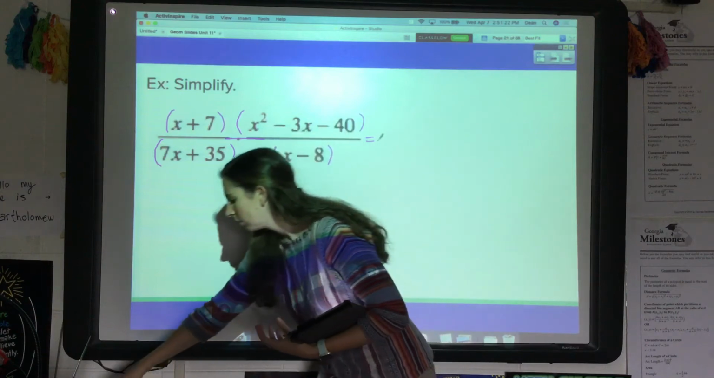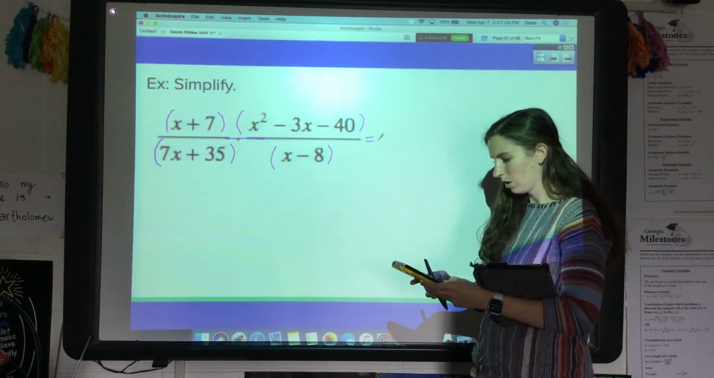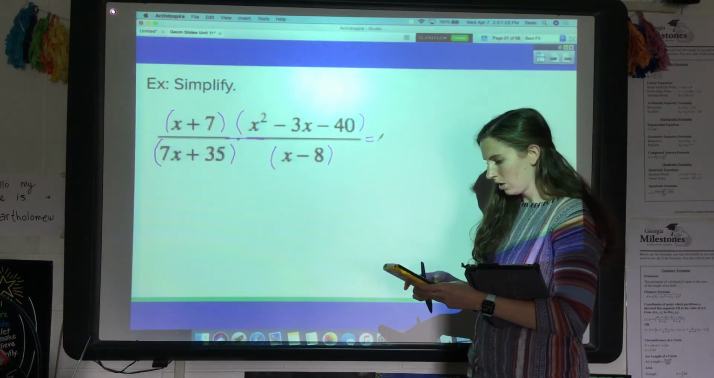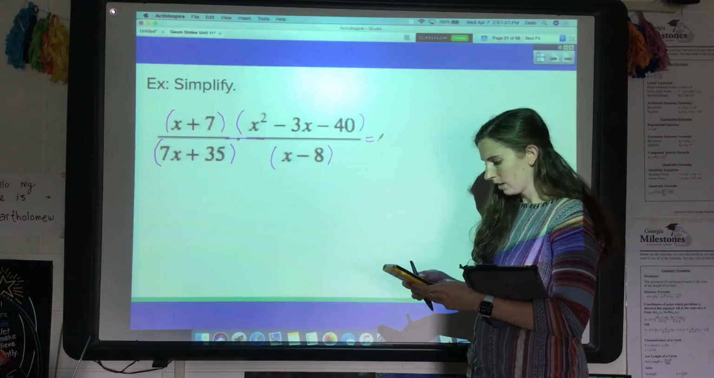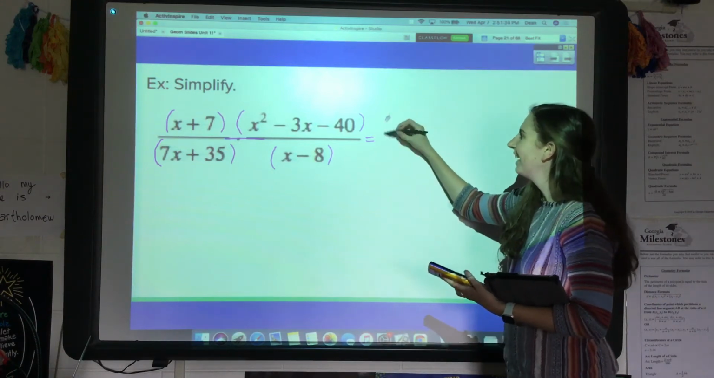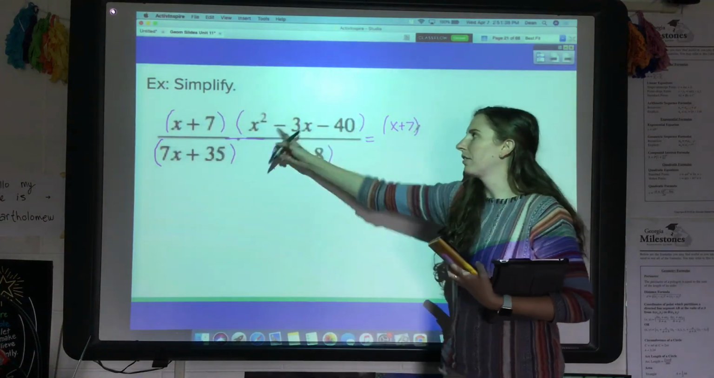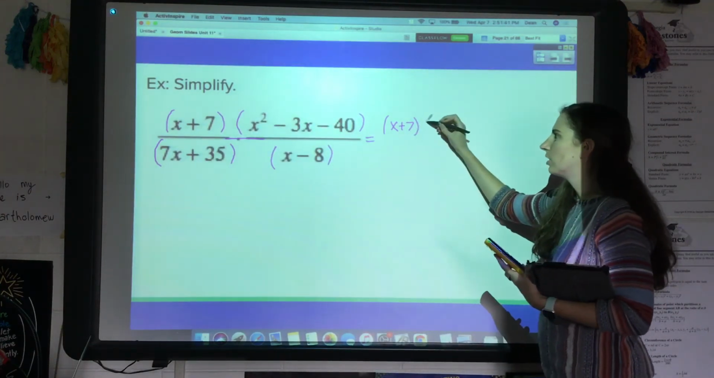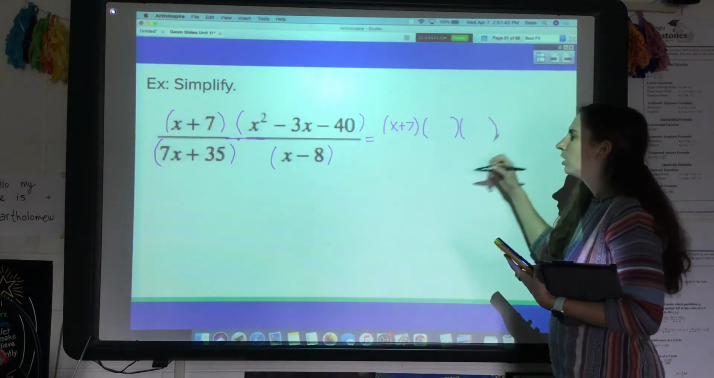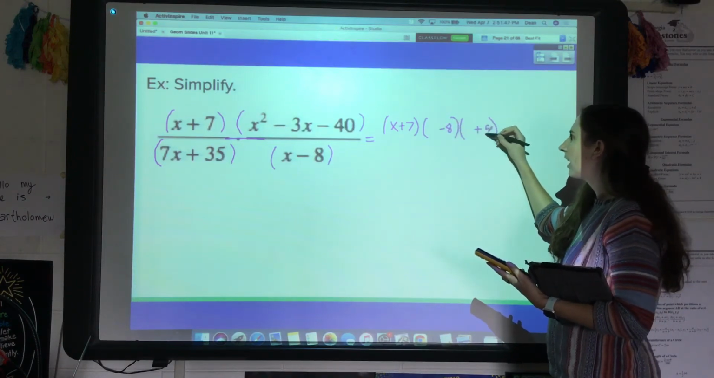No. What do you divide it by? 5? Yeah, 5 and 8. There we go. Sorry. So I've still got the x plus 7 from right here. But when I factor this, it just turns into, I'm going to need -8 and +5.